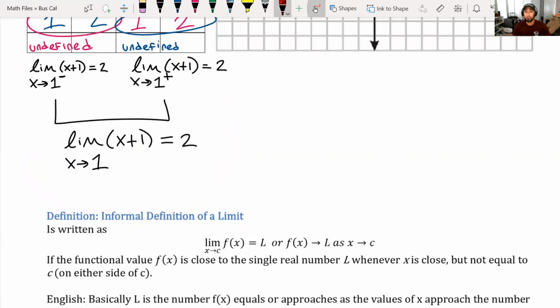Now what happens if the limits were different? What if the left-hand limit was 1 and the right-hand limit was 2? This means the limit from both sides, in the words of Lindsay Lohan, the limit does not exist. Which we'll get into an example right now, I think.